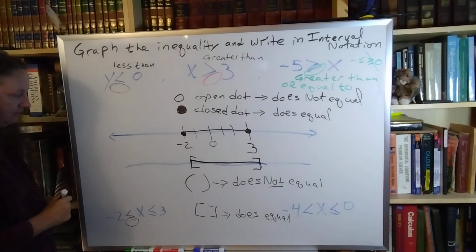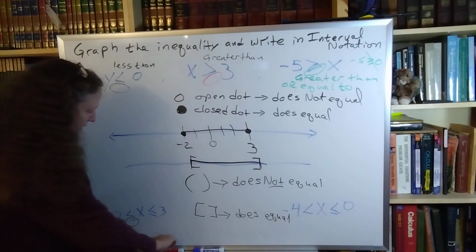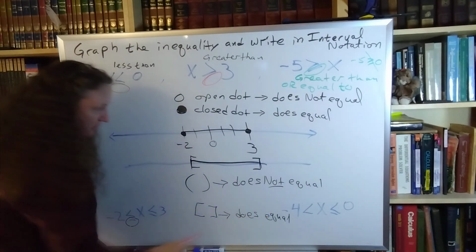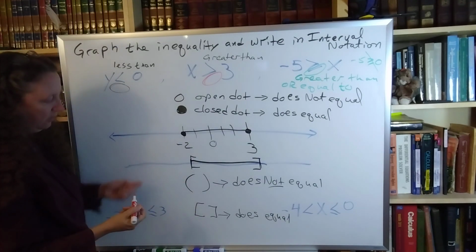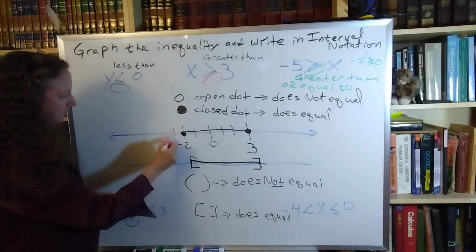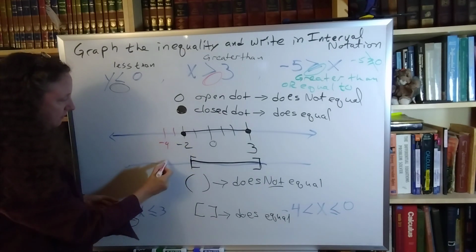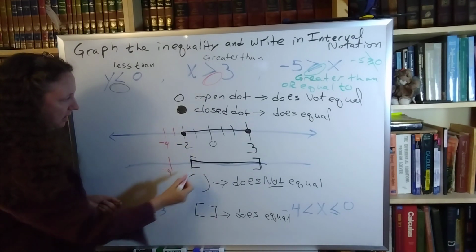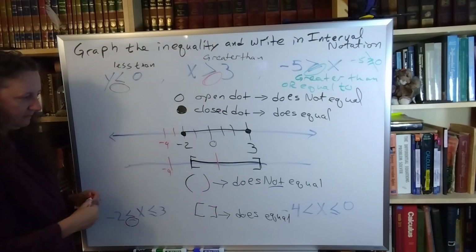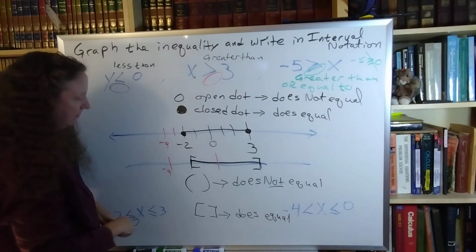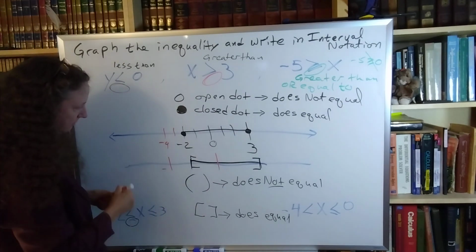And that one's done. Okay. Looking at my other set over here, I have -4 to 0. So I need to find -4. And I need to find 0. Looking at my numbers, let's make that -4 look a little bit more like a 4.